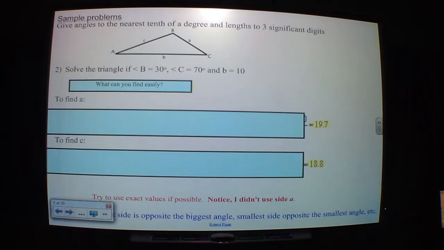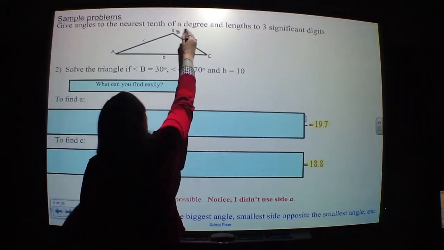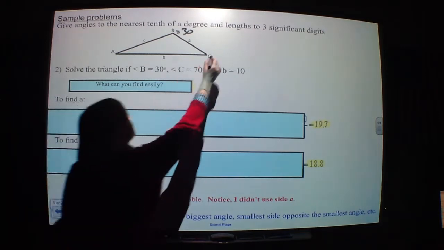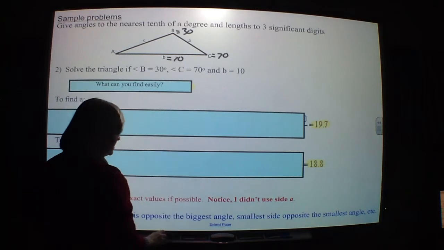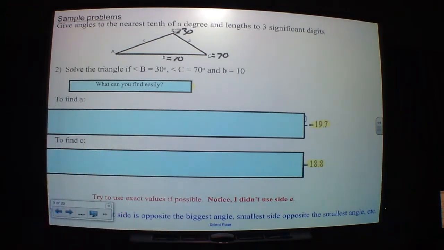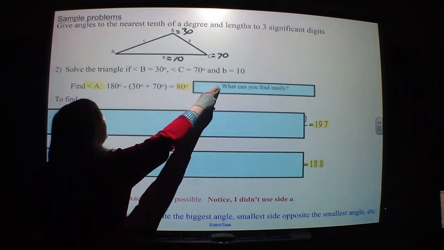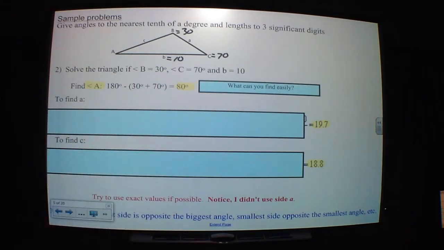Next one. I have two angles given. Angle B is 30 degrees. Angle C is 70 degrees. And side B is 10 units. Easily I can find my missing angle. So why don't you find your missing angle? Well, that will do easily. 180 minus 100, 70 plus 30 is 100, gives you 80. So 80 degrees is my missing angle.